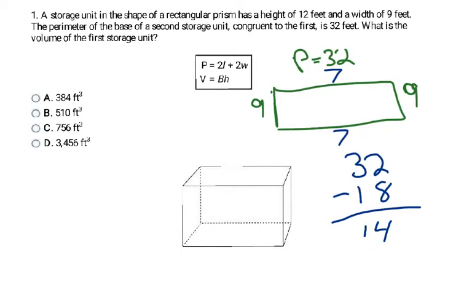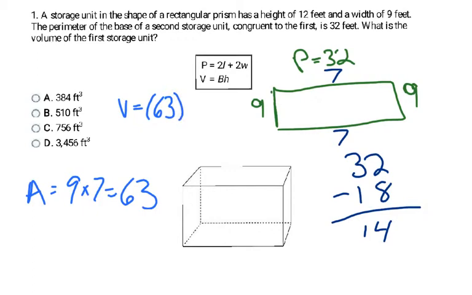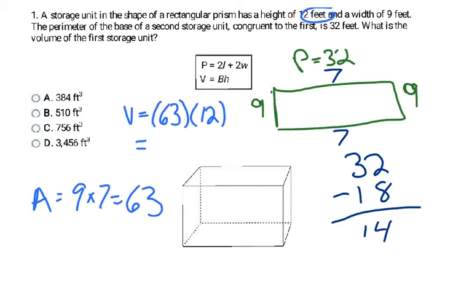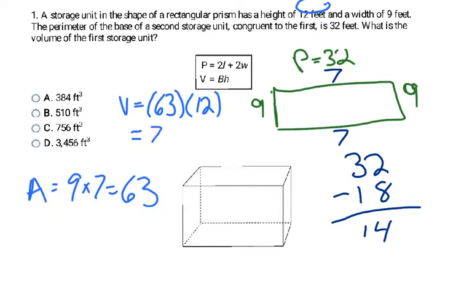Then the area of a rectangle is length times width. So I'm going to take 9 times 7, which is 63. That means when I calculate my volume, I'm going to take 63 times the height of the prism, which is 12, and 63 times 12 is 756 feet cubed. So my answer is going to be C.